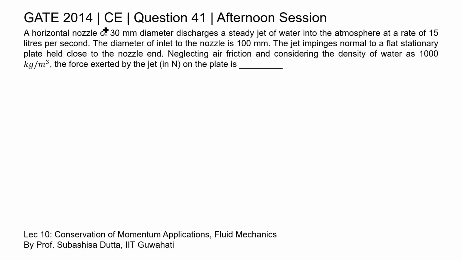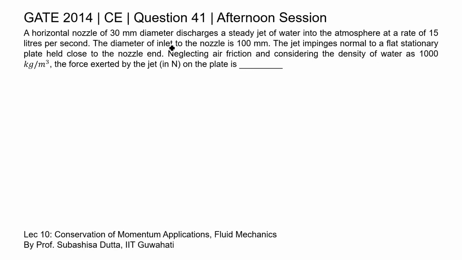This is question 41 of Civil Engineering paper GATE 2014 afternoon session. A horizontal nozzle of 30 mm diameter discharges a steady jet of water into the atmosphere at a rate of 15 liters per second. The diameter of inlet to the nozzle is 100 mm. The jet impinges normal to a flat stationary plate held close to the nozzle end. Neglecting air friction and considering the density of water as 1000 kg per meter cube, the force exerted by the jet on the plate is.